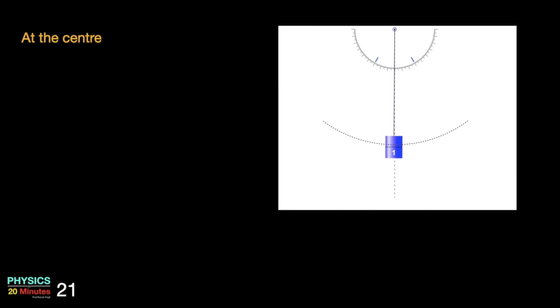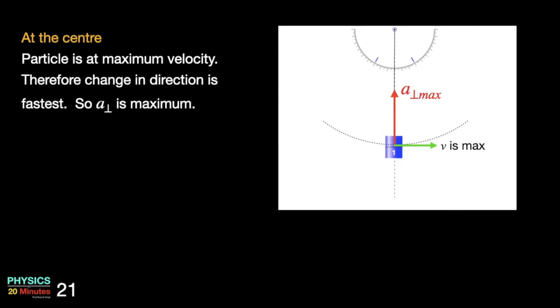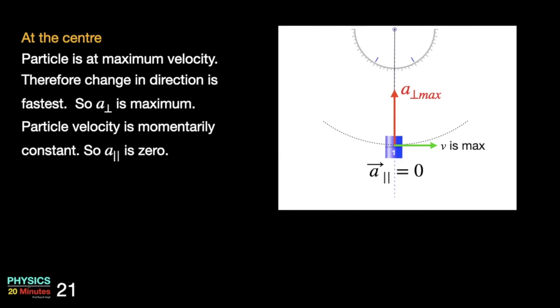What happens when the pendulum is at the center? When the pendulum is at the center, it hits a maximum of velocity. Since velocity is maximum, its direction changes rapidly. Therefore, it will have a huge perpendicular component of acceleration. In fact, it's maximum at the center, while its parallel component is 0 momentarily.